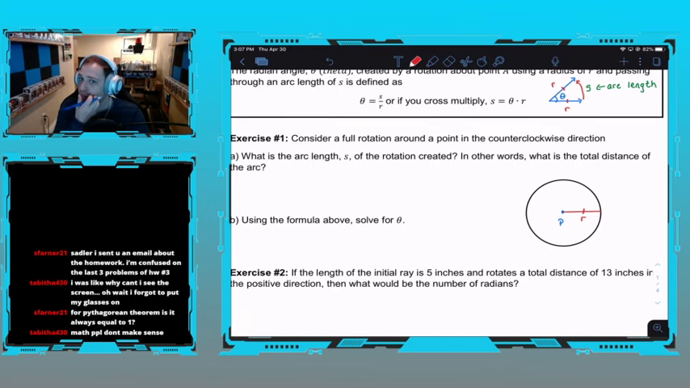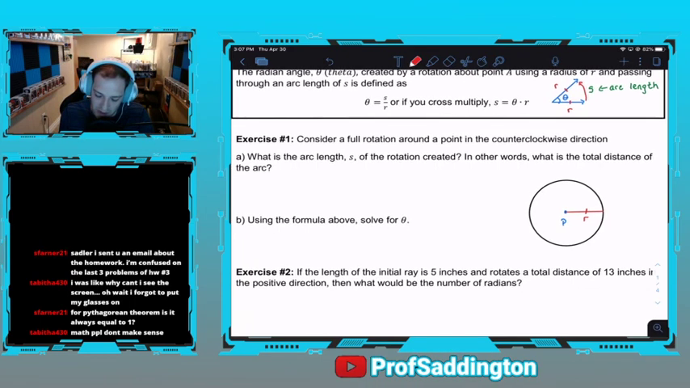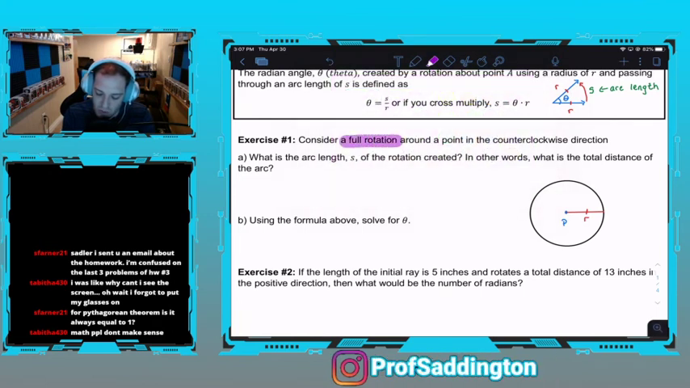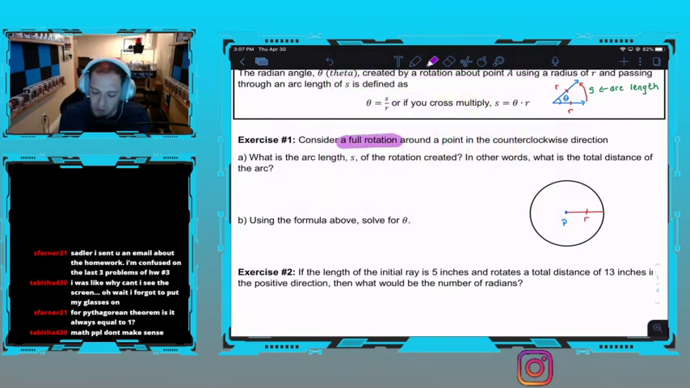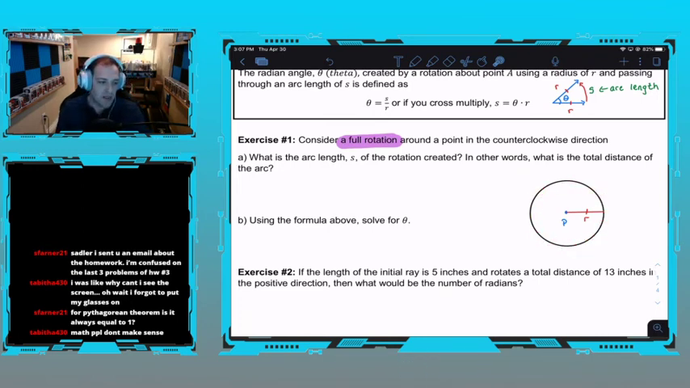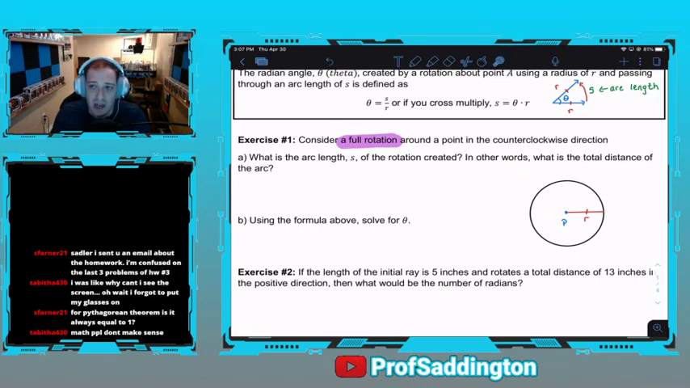Now, they're saying in this one that they want us to consider a full rotation. So if we started at this original line R and we do a full rotation, we know how many degrees that's going to be. Because a full rotation just means that we're going to have 360 degrees. Now they want to know the arc length of this rotation. So this is what's different.